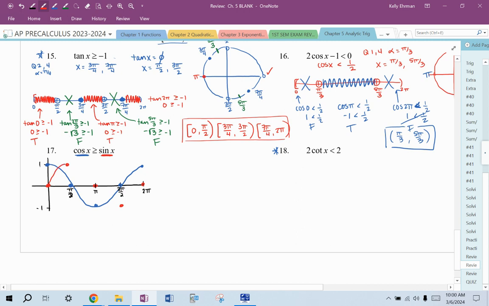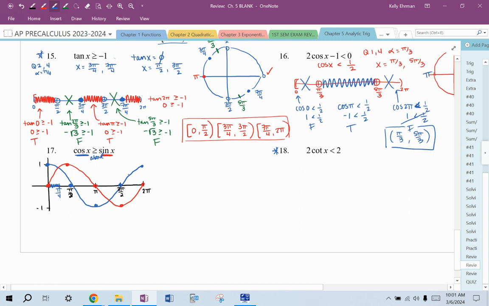I'm putting them on the same graph, on the same axis, because I want to compare where one graph is above the other. So I want blue to be above red. That happens right here on this little interval. Where do they cross? Pi over 4. They're both equal to radical 2 over 2 right there.